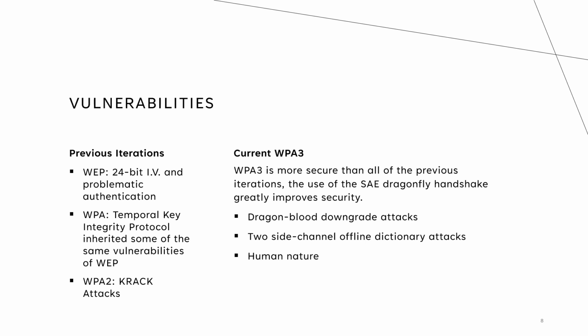So the vulnerabilities in WPA3 are things like the Dragonblood attack, which is a downgrade attack that forces the device to switch from WPA3 down to WPA2, thereby inheriting the flaws of WPA2 in order for the threat actor to exploit. The two side-channel and offline dictionary attacks refer to when the attacker intercepts data from the authentication process and attempts to brute force the password.